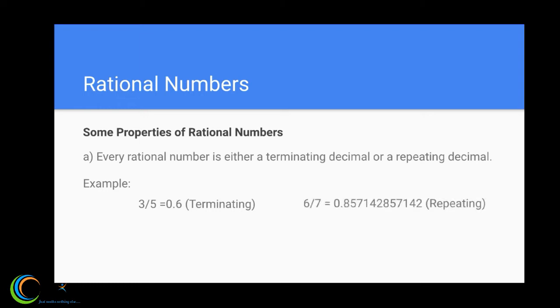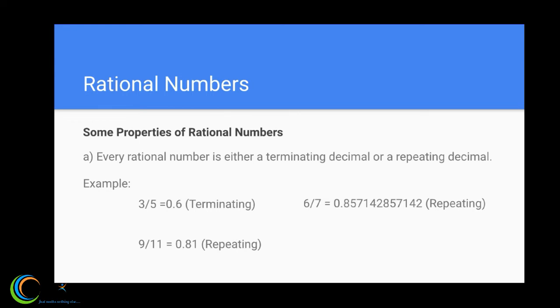Let's consider one more example. 6 divided by 7. Whenever 6 is divided by 7, the quotient appears as 0.857142, 0.857142. Here we can observe that after 0.857142, again the same pattern of numbers is repeating. So that's why it is called a repeating decimal expansion.